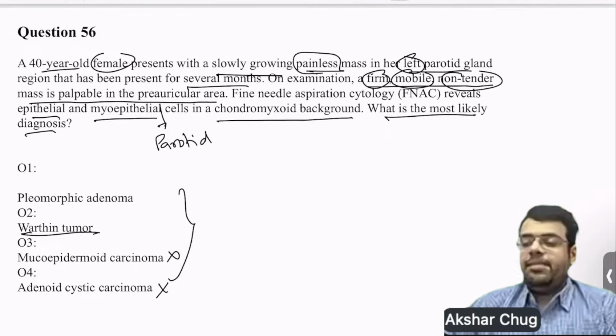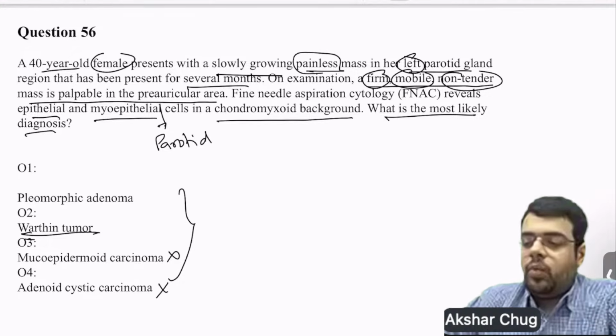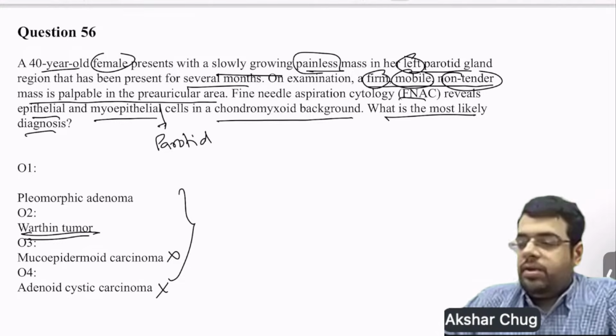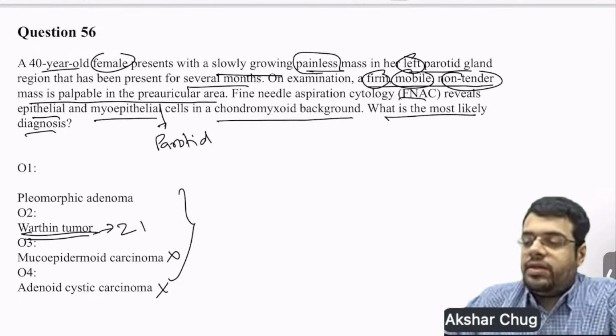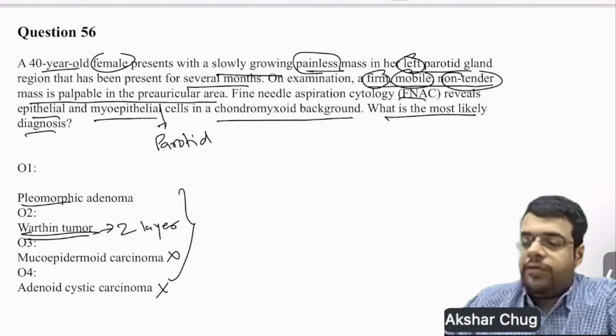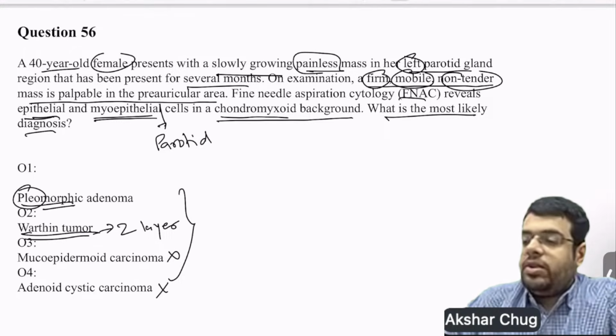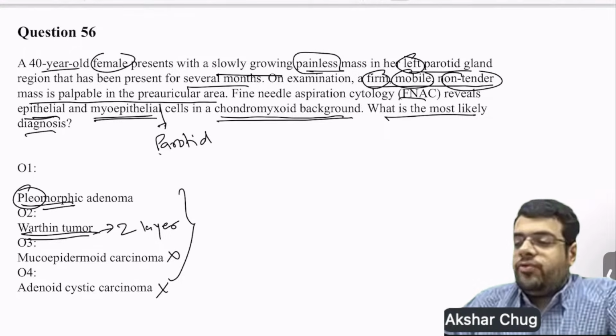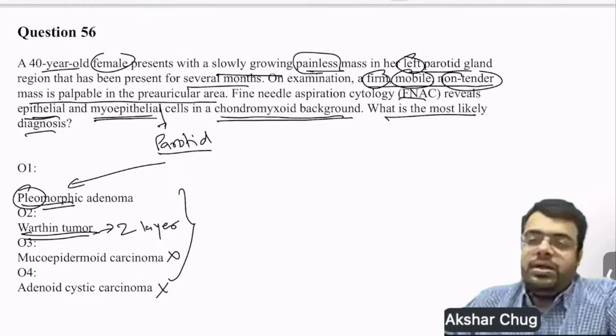And the main thing on which we are ruling out Warthin's tumor is the biopsy or the FNAC. In Warthin's tumor, we will see two layers of cells, whereas pleomorphic, as the name suggests, has a lot of morphological features on FNAC. So it has epithelial cells, myoepithelial cells in a chondromyxoid background. Also, the most common tumor in the parotid is pleomorphic adenoma.